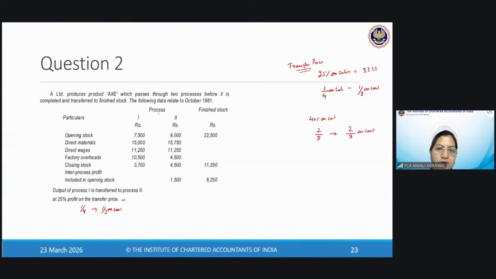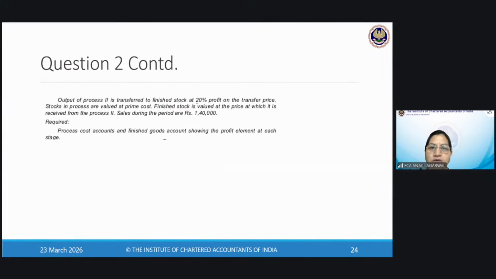So whatever will be the cost of process 1, the goods will move to process 2 at 1/3 profit on the total cost. Similarly, process 2 is going to transfer to finished stock at 20% profit on transfer price again. 20% is 1/5 on transfer price, which is equivalent to 1/4 on cost. Or you can say 20% profit on sales is equivalent to 25% on cost. Then stocks in processes are valued at prime cost.